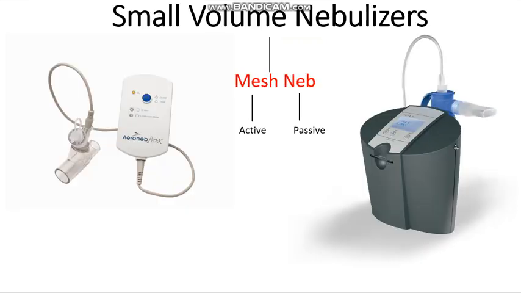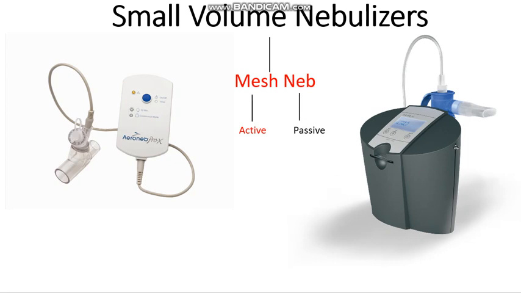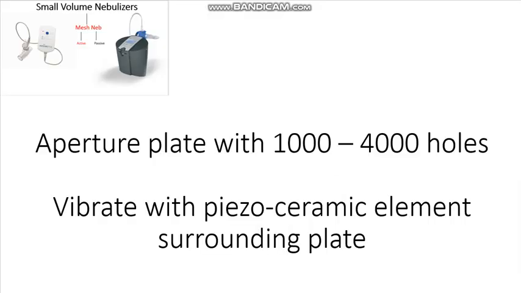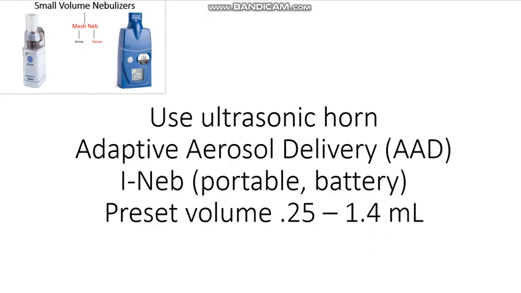Mesh nebulizers move liquid through mesh or a fine plate with holes. They have no baffle system, and they use an aperture plate or an ultrasonic horn. Active mesh nebulizers have an aperture plate with 1,000 to 4,000 holes, and they vibrate with a piezoceramic element that is surrounding the plate. Passive mesh nebulizers use an ultrasonic horn.